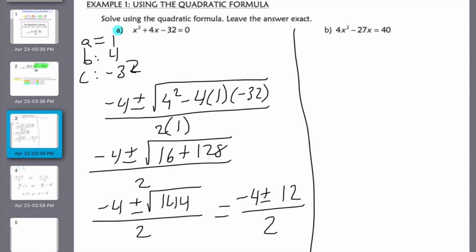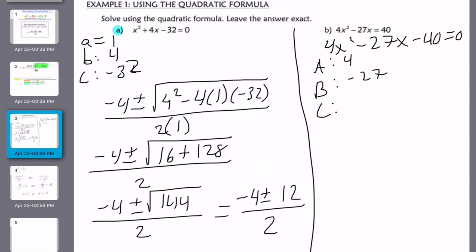So the first thing I need to do here for 4x squared minus 27x equals 40 is get my constant to be on the other side. I need to have my quadratic equal to 0 when I'm using the quadratic formula. Okay, so now I'm going to rewrite this as 4x squared minus 27x minus 40 equals 0. So now I can go forward and label what is my A, B, and C. So my A is 4, my B is negative 27, and my C is negative 40.